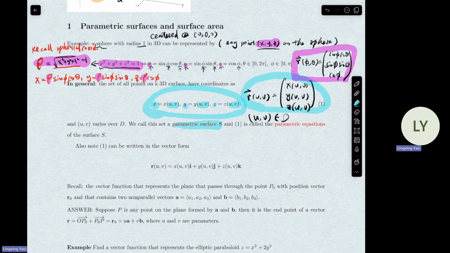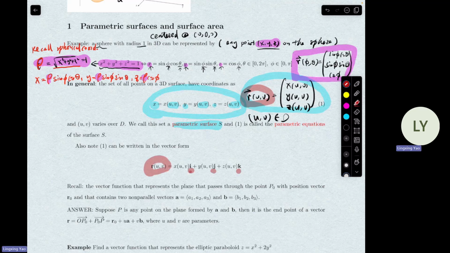In some cases, we can write this R vector, which we call the parameterization of the surface, not in the component form, but with the special unit vectors in i, j, k form. Sometimes, and in most cases I think, we're going to write this in the row format of the component form.